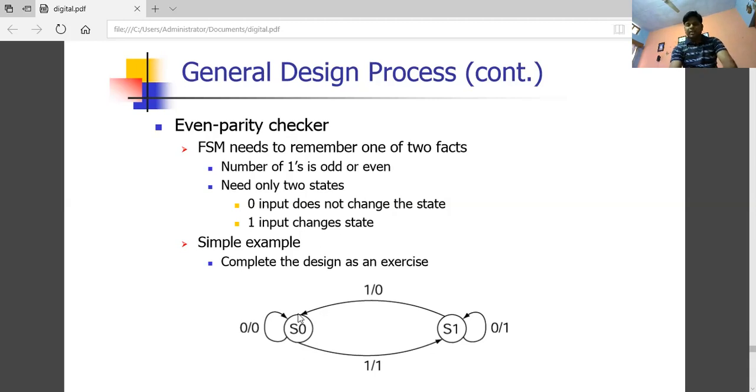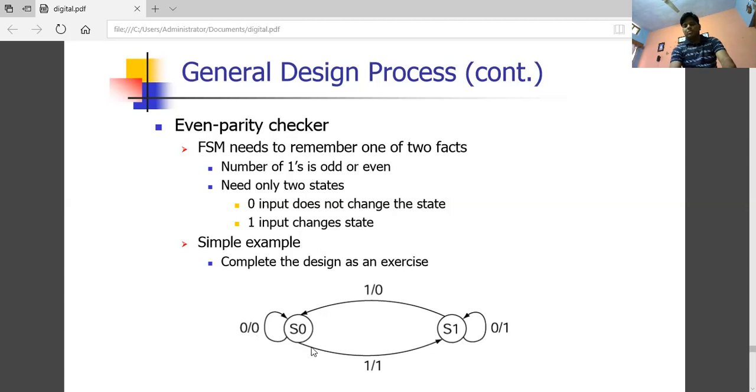The diagram of the even parity checker has S0 and S1. S0 has a self loop with 0 oblique 0, where X is 0 and Y is 0. It means the present state is S0 and the next state is also S0. So X is equal to 0 and Y equal to 0. If X is 0, then the corresponding output is also 0.